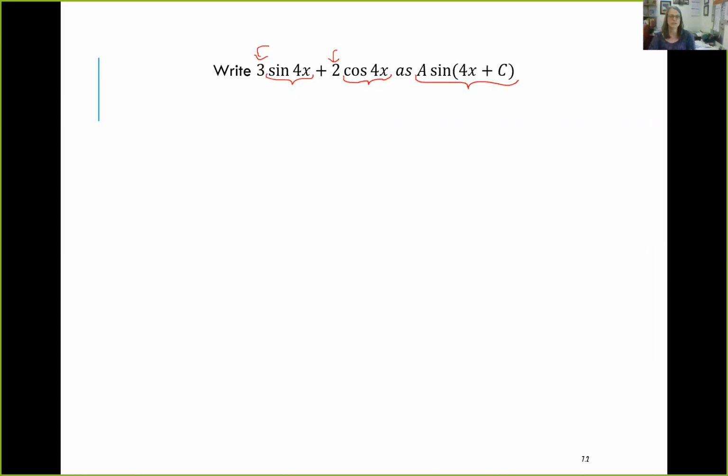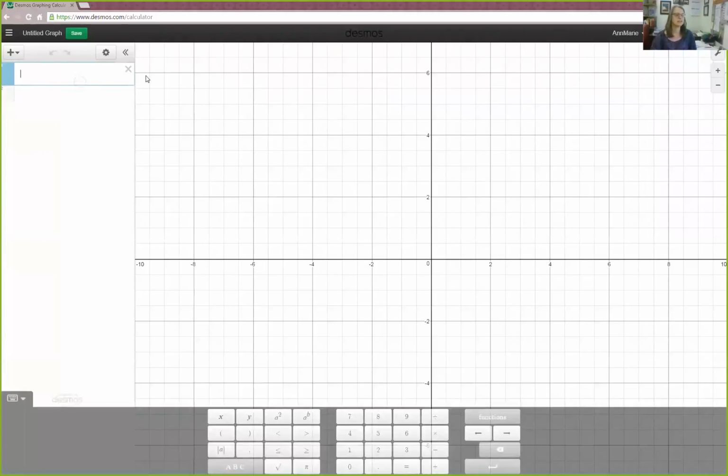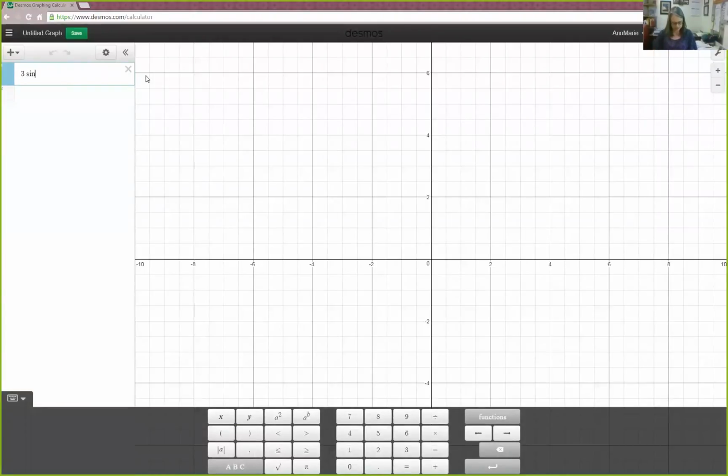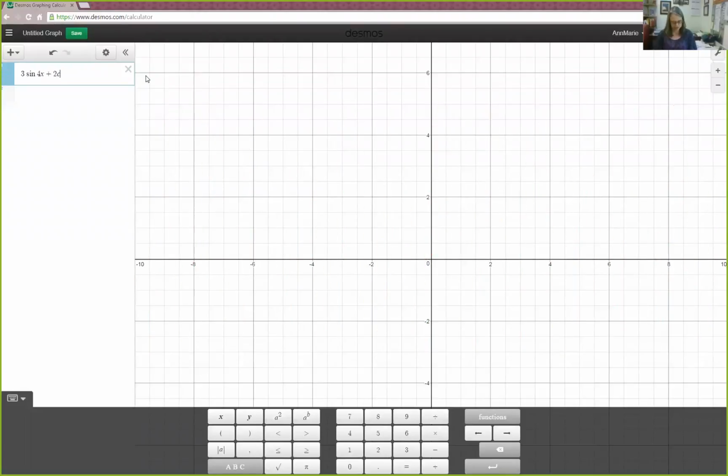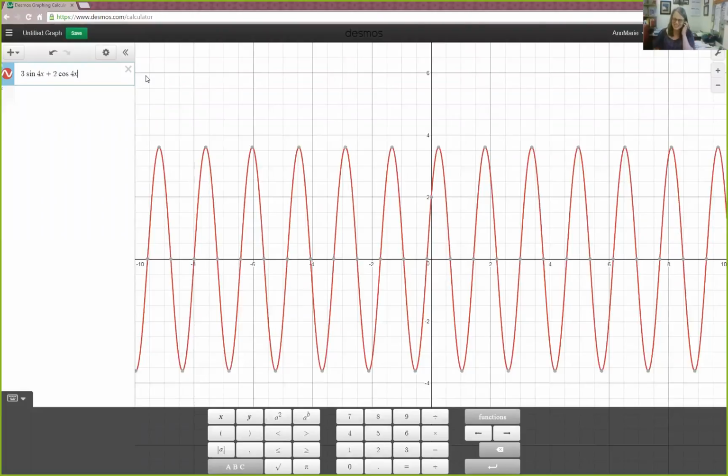So let's bring up Desmos. And let's just graph 3 times the sine of 4x, plus 2 times the cosine of 4x. Okay, look there. So this is indeed a sinusoidal function.